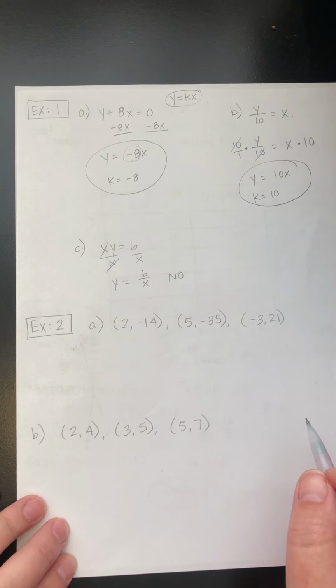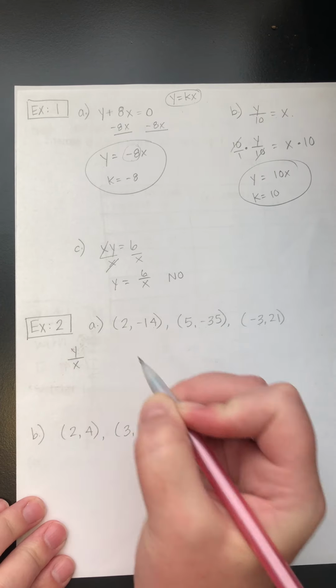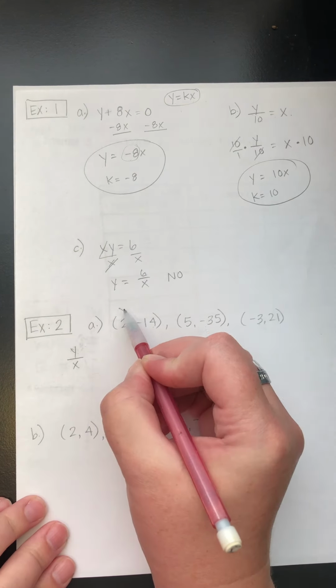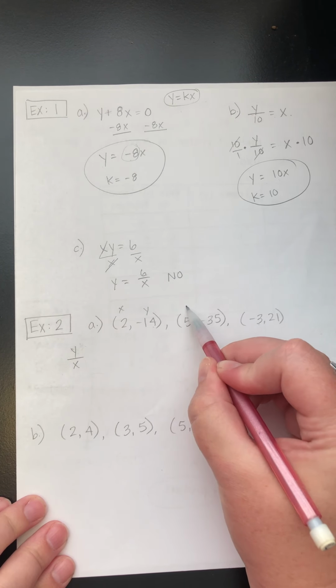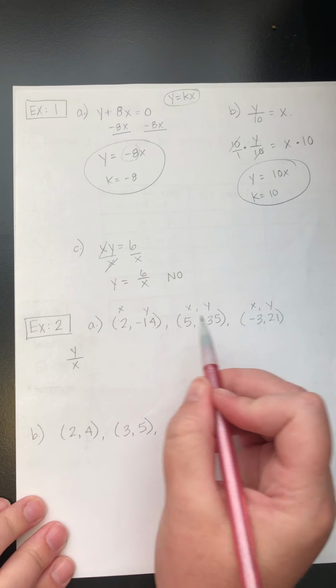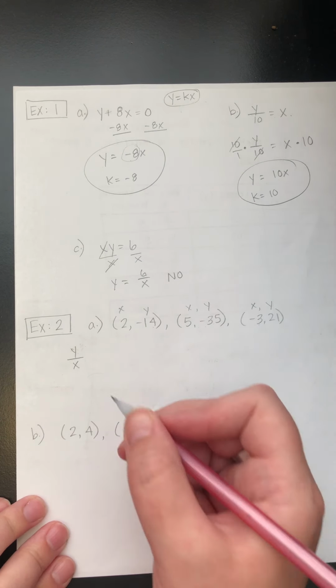So what you need to do is find a ratio, y over x. Always y over x for direct variation. This is x, this is y. x, y, x, y. We need to solve each of these. If we get the same answer for y over x, then we have direct variation.